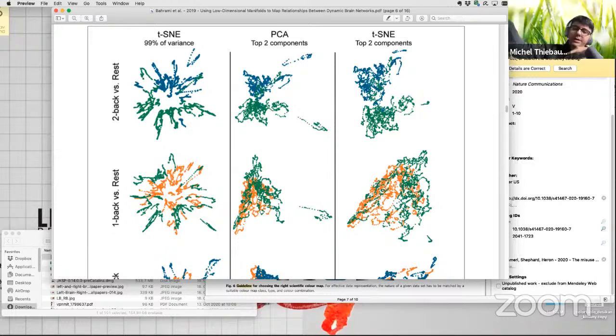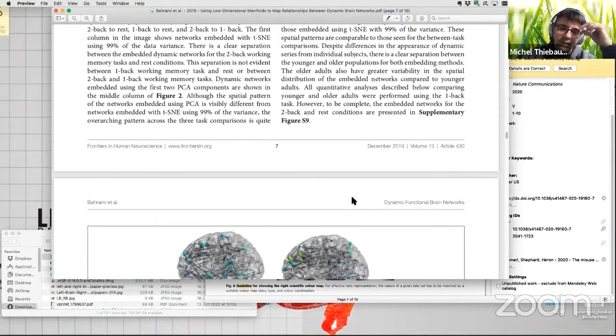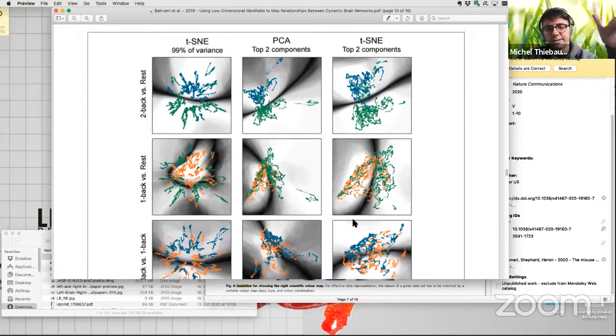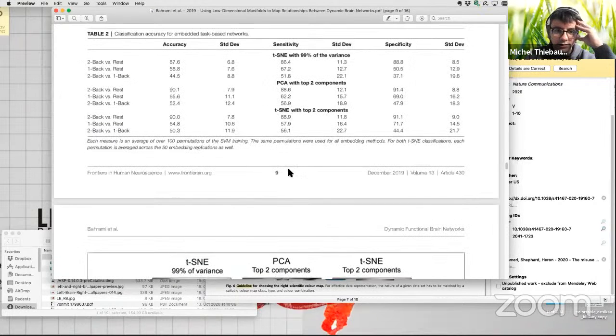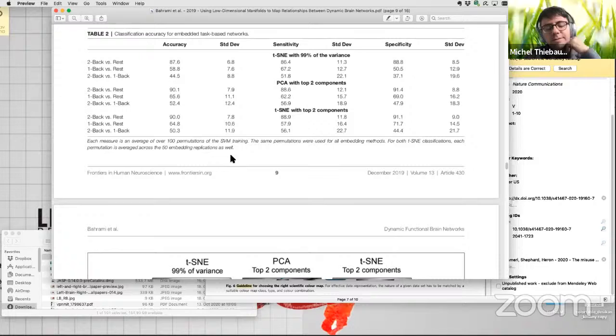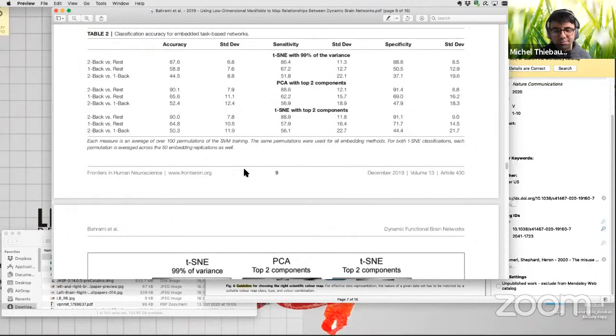Okay, because like the drawing, I see what you mean. But it looks like one back versus rest is better segregated with the t-SNE than with the PCA. But when we go to the table, they say that actually it's not that good. Am I right? Yeah, you're right. PCA is still better. Sometimes algorithms. I know. I'm happy PCA is better, but I'm confused because visually t-SNE seems better. It looks better segregated. That's what I mean.